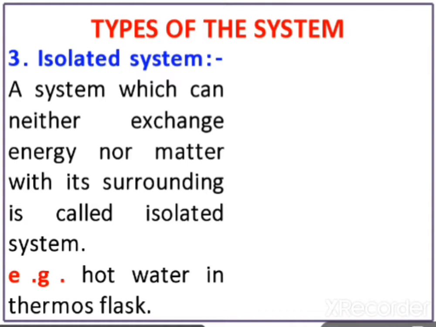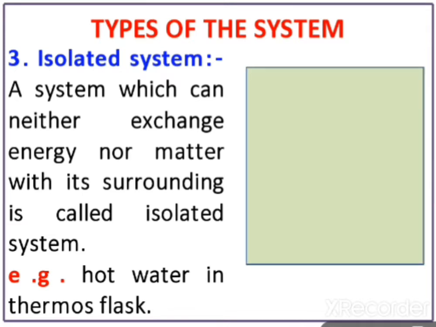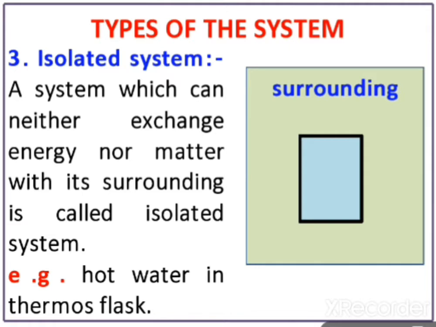It means the energy is not exchanging, energy is not going out from inside the thermos flask. So energy is not going from flask to surrounding, or coming from surrounding to system. That is called the isolated system. And one more thing, in this case matter is also not exchanging. So here neither matter nor energy is exchanged between system and surrounding. This type of system is called an isolated system.